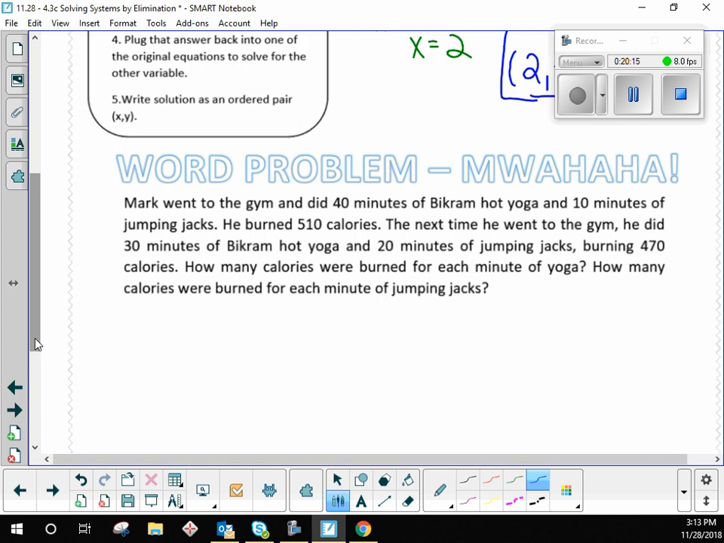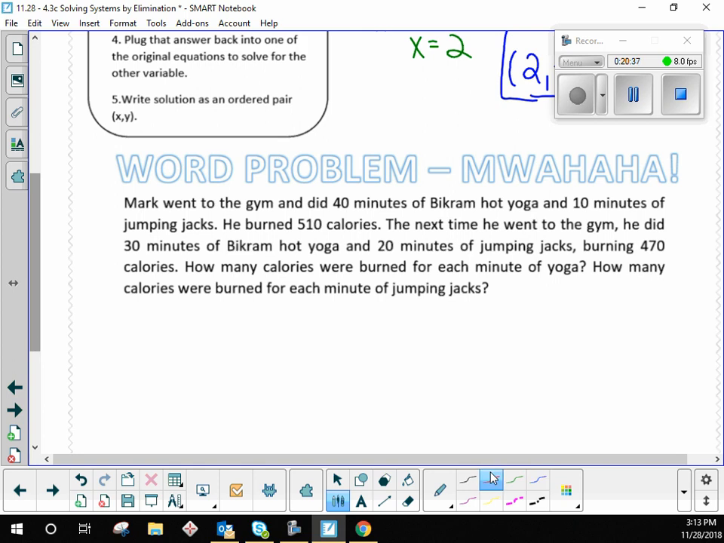The next time he went to the gym, he did 30 minutes of Bikram hot yoga and 20 minutes of jumping jacks, burning 470 calories. How many calories were burned for each minute of yoga, and how many calories were burned for each minute of jumping jacks? By the way, jumping jacks is a whole body exercise. It's pretty good.